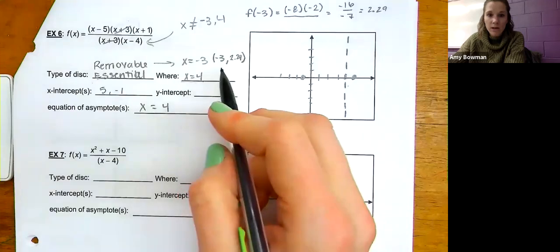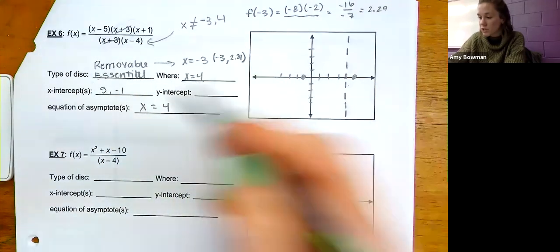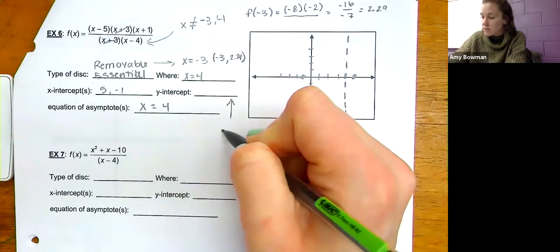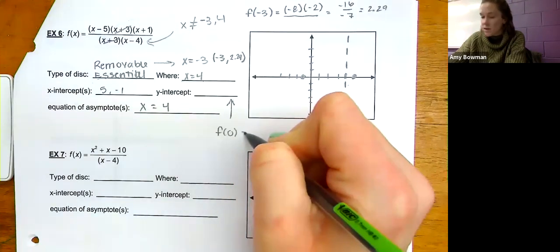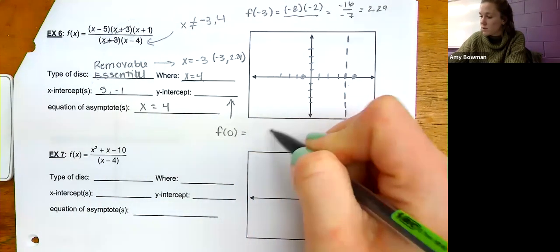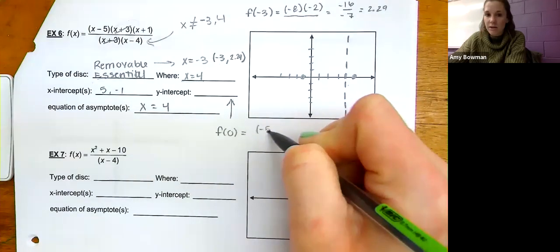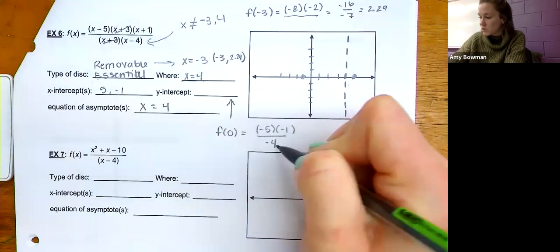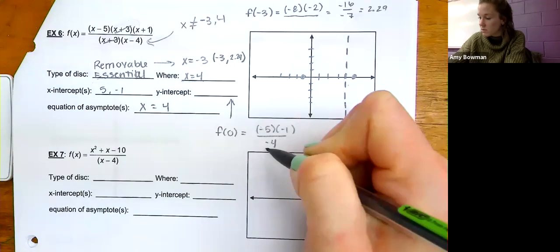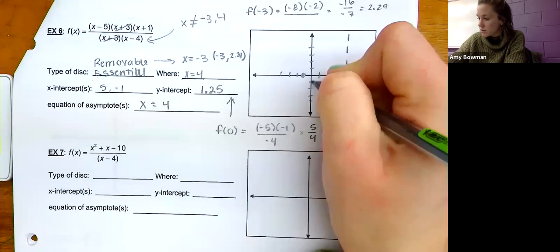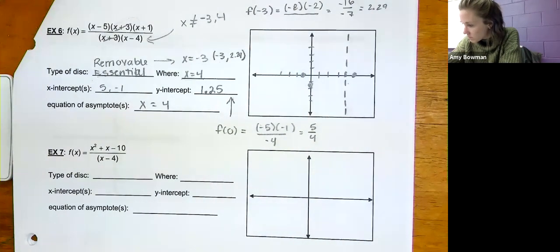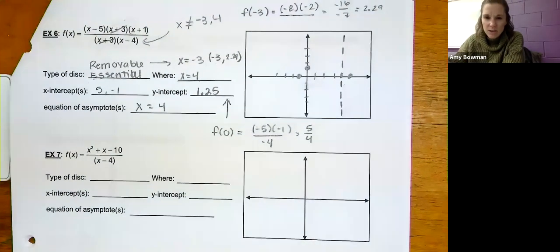It also changed where my hole is, and now I can get my y-intercept, and it will change that as well. Remember, y-intercepts come from where I plug 0 in for x, so f of 0. That would be -5 times -1 divided by -4, so 5/4, which is 1.25. So it's right there. Okay, so there's my y-intercept, positive 1.25.